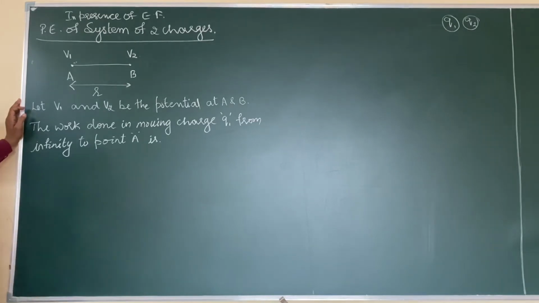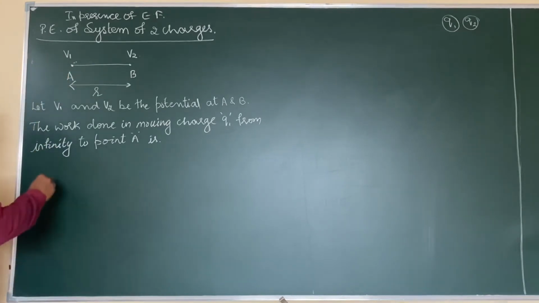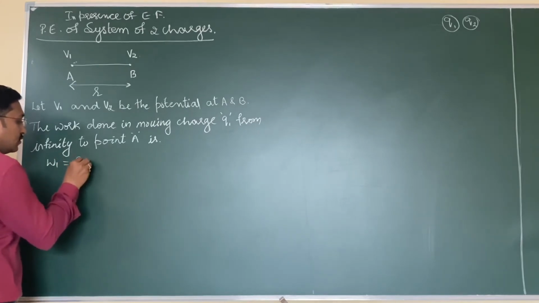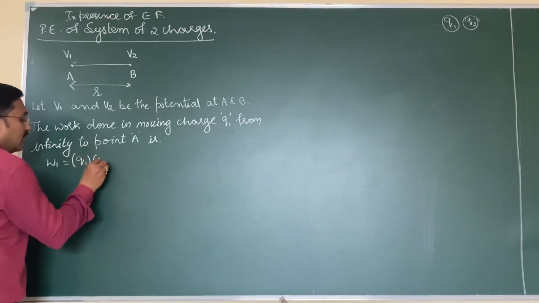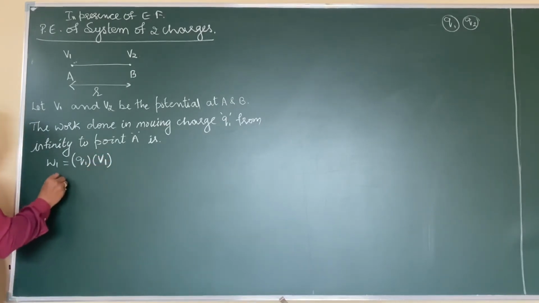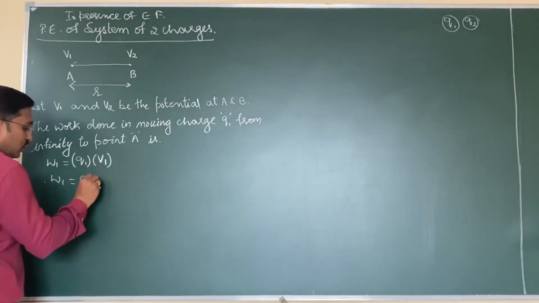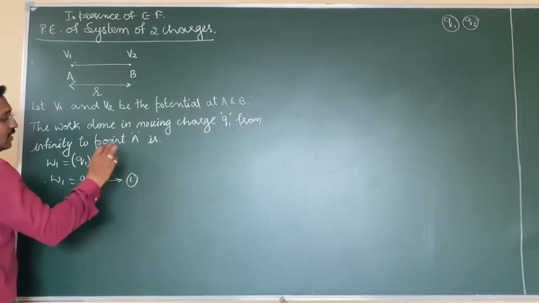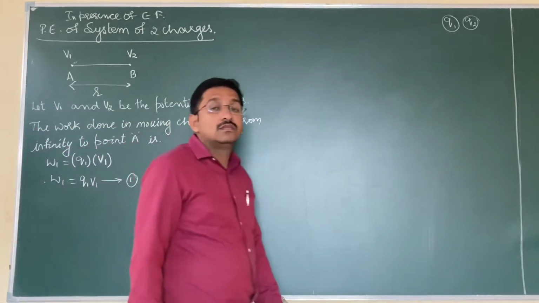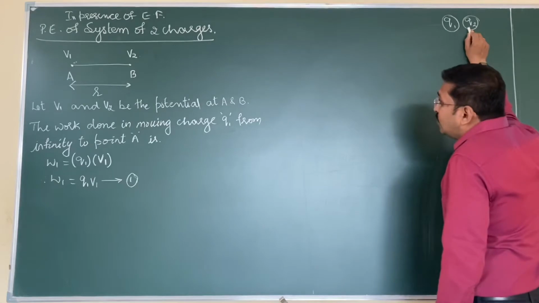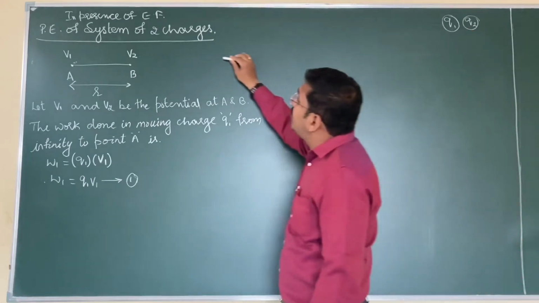to the point A where the potential is V1. Okay, so I am going to call that W1. You know that work done is equal to charge Q1 into potential at A, which is V1. Therefore W1 is equal to Q1 V1. Call this equation 1. Now I need to bring the charge Q2 from infinity to the point B.